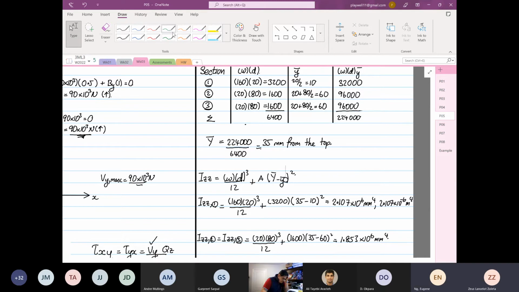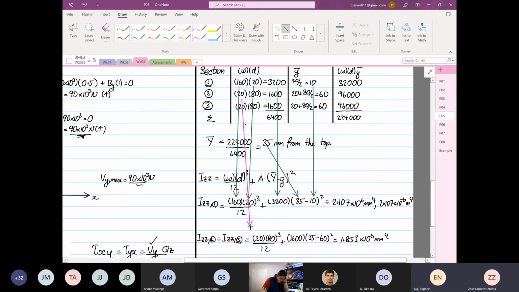So by just staring at the table, I just put the numbers just like that: 160, 20, 3200, 35, 10. And I've done a spreadsheet on this, which I will give you when I give you all your term test.